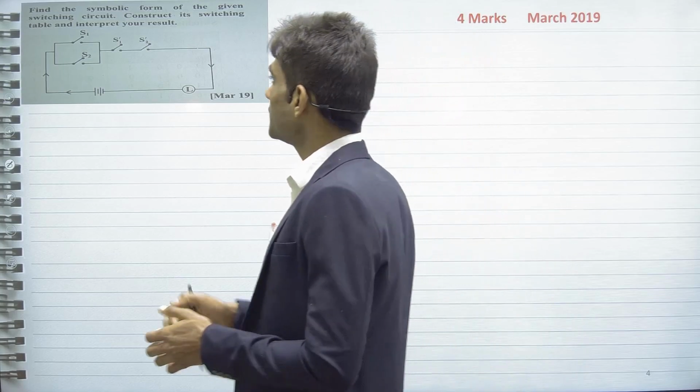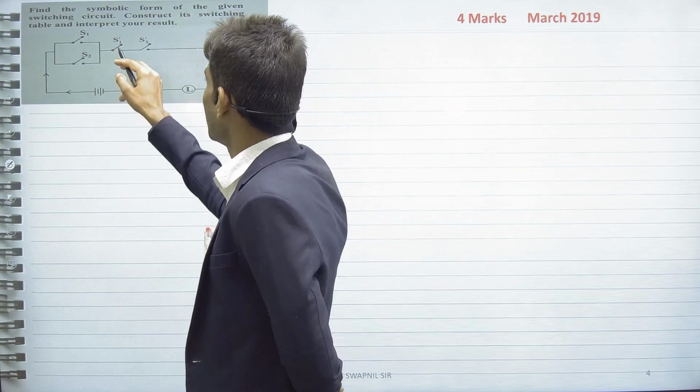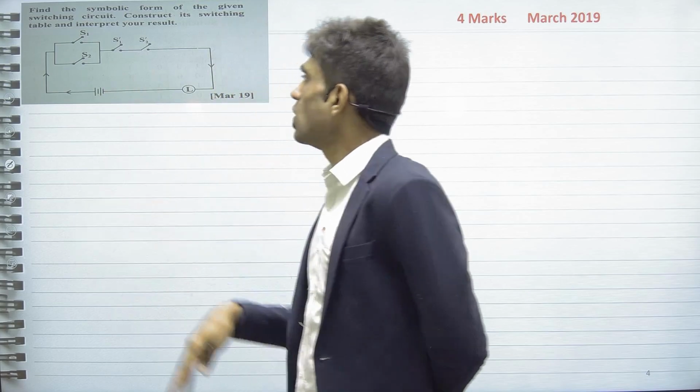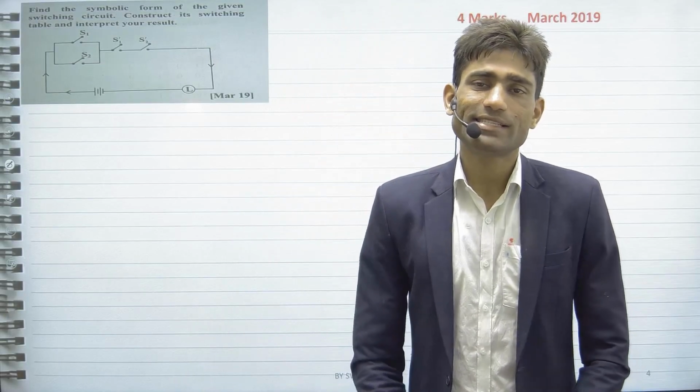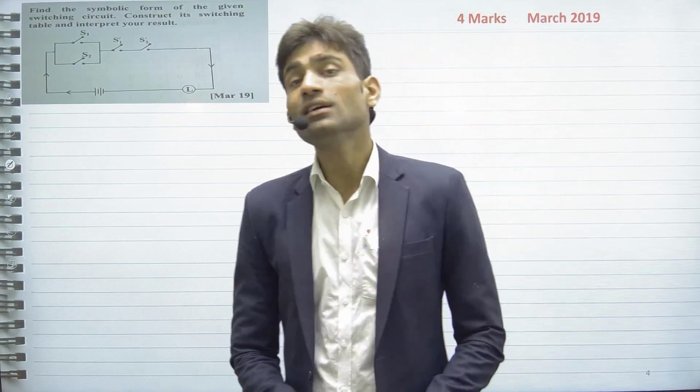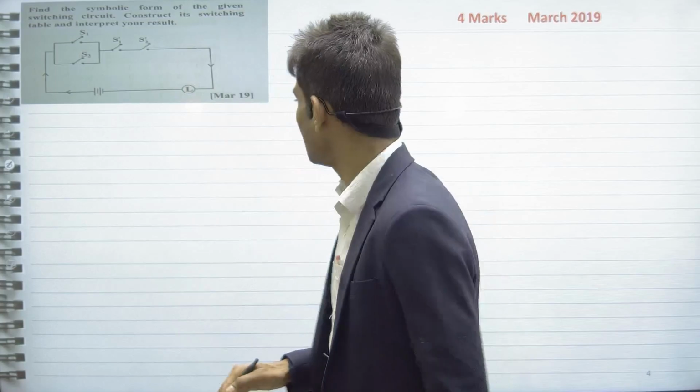Okay, into the switching table. So S1, S2, S1 dash, S2 dash, we have only two statements, S1 and S2. Consider the first statement as S1, the second statement as S2. S1 dash is the negation of the first statement, S2 dash is the negation of the second statement. Okay, now let's define those statements first.